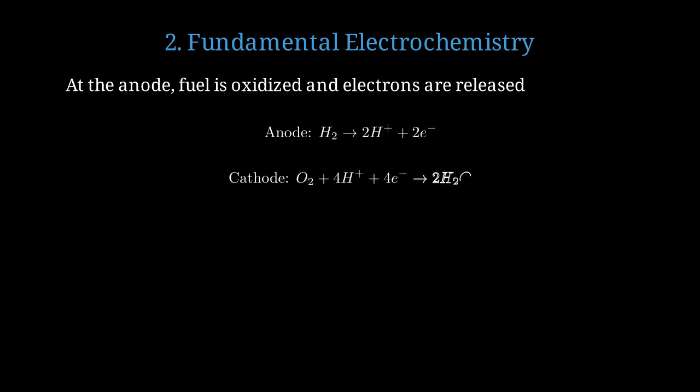At the cathode, oxygen is reduced by combining with protons and electrons to form water. This is the oxygen reduction reaction. The overall reaction combines hydrogen and oxygen to produce water, releasing electrical energy in the process.